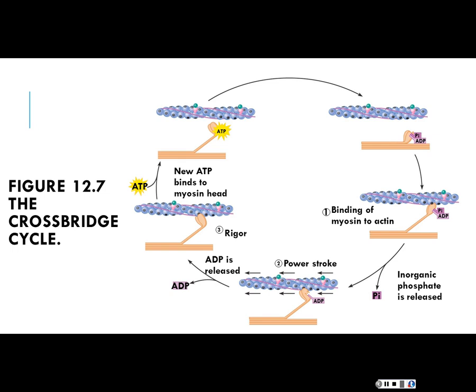And now, since there's a new molecule of ATP available, we can split it and what? Reattach. If there's still what available? Calcium. And then we just power right through.